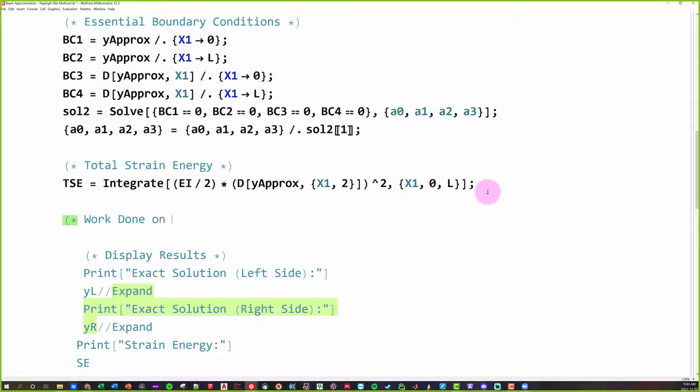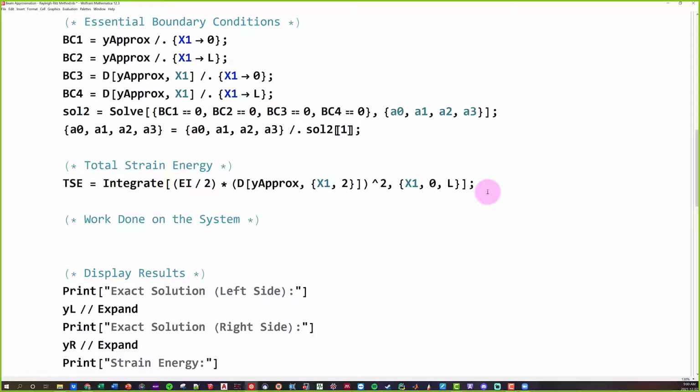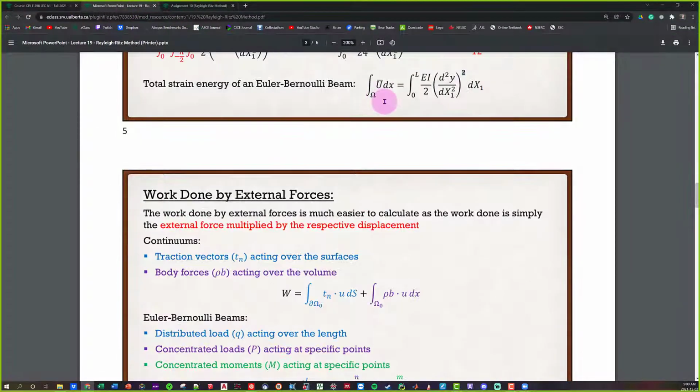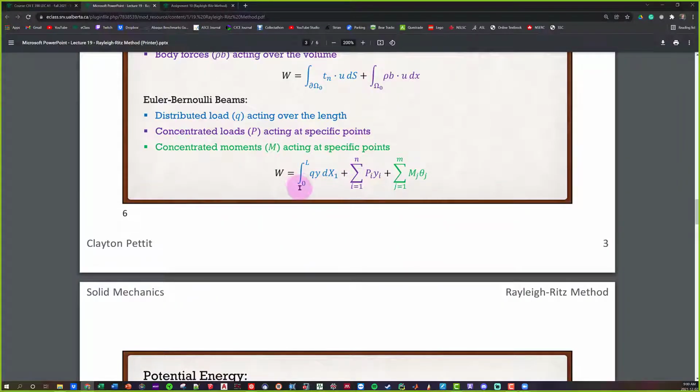Now we need the work done on the system. And we said, well, this is actually pretty simple. If I were to go to the lecture notes, we know that the work done on the system is going to be the integral of the distributed load. Well, we have none, so that's 0. Plus the summation of any moment times its rotation. Oh, we have none either. And then plus the summation of any point loads times its displacement. Well, we do have one point load.